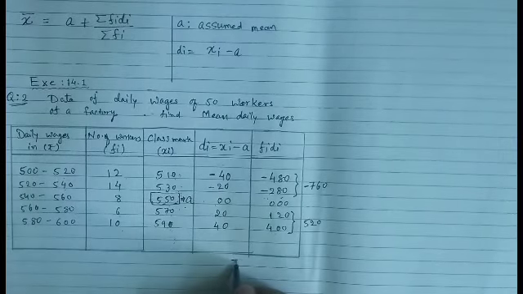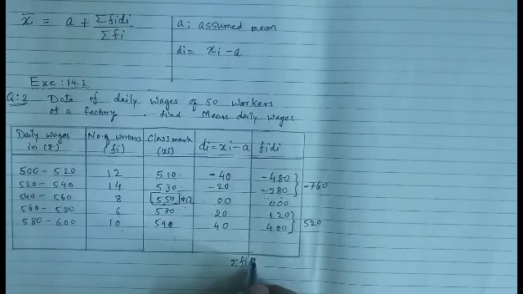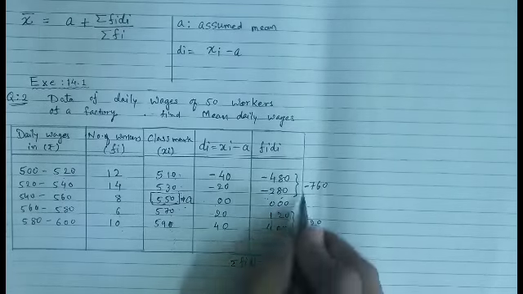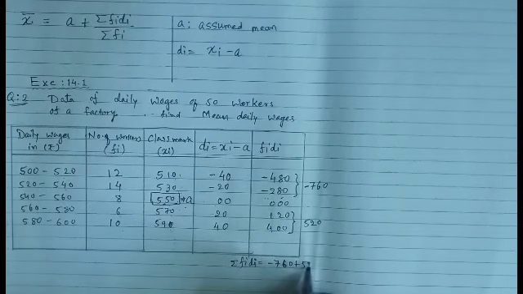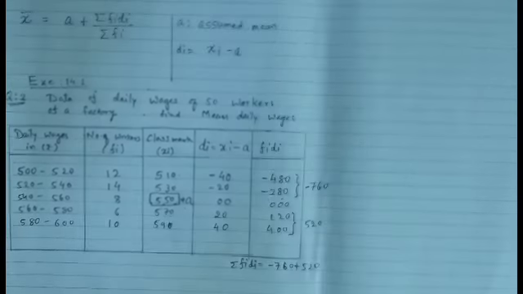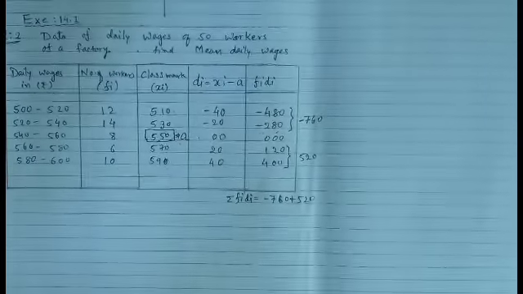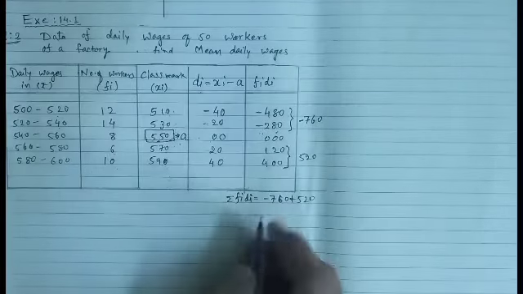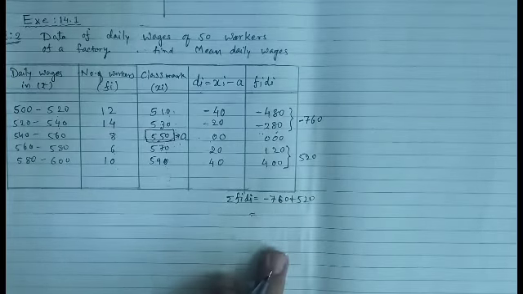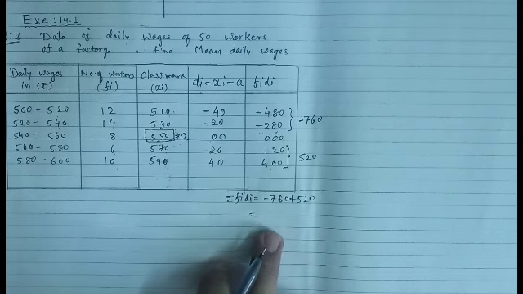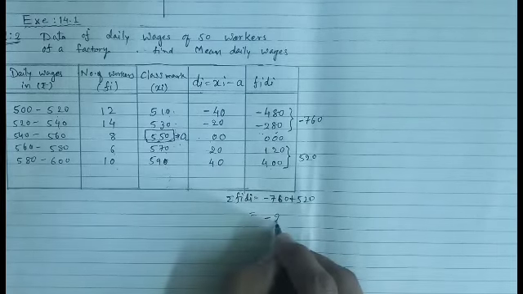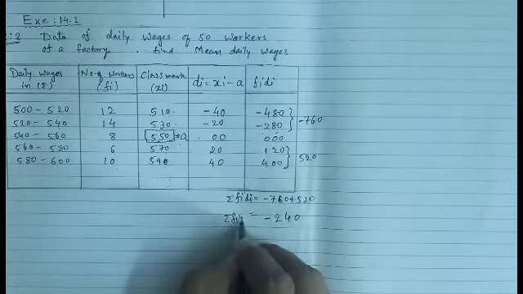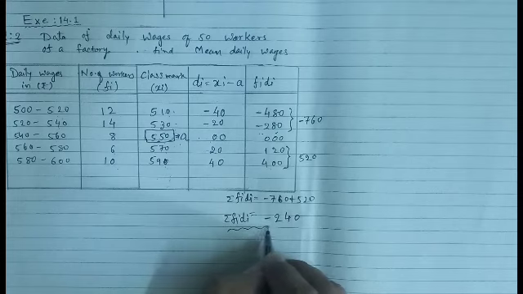Now we want sigma fi di. It will be the addition of these two terms, that is minus 760 plus 520. One is negative, one is positive, so we should do subtraction and the sign will be from the larger number. So minus 760 plus 520, if you do the calculation, you will get minus 240. This is our sigma fi di for this question.